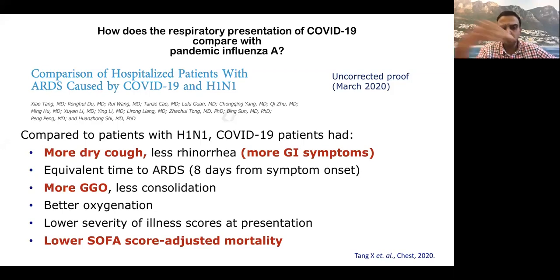So when you actually adjusted the mortality, it sounded like we have lower mortality in COVID-19 compared to H1N1. I must say this took me by surprise because I thought that the mortality would be higher, but apparently when you look at it in this cohort of patients, it was actually lower. So that just puts things into perspective.